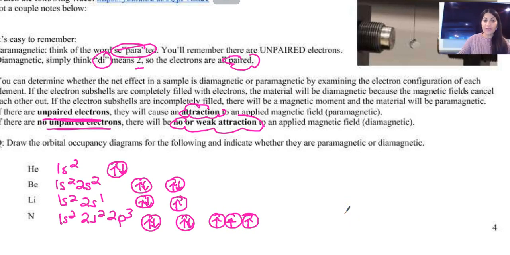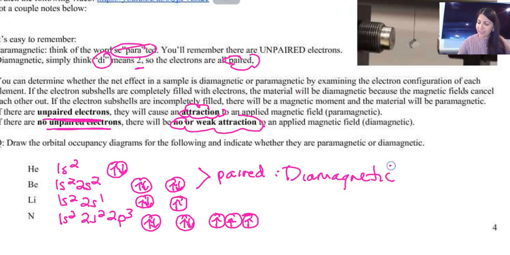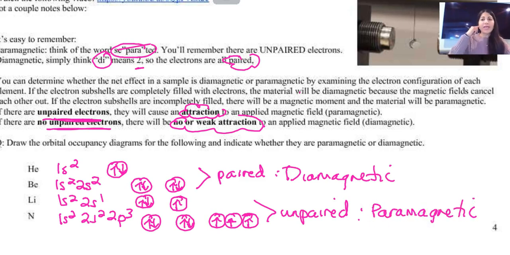So which ones are going to be the ones that are diamagnetic versus paramagnetic? Well, I can see here that these 2 are all paired up, and so that's going to make these diamagnetic, versus the ones down here, these have unpaired electrons, and so if they're unpaired, we're going to say they are separated, and so that's going to be paramagnetic. And remember, if it's paramagnetic and it has the unpaired electrons, then it is going to be attracted to a magnet, whereas if it's diamagnetic, either it's no attraction or a weak attraction.